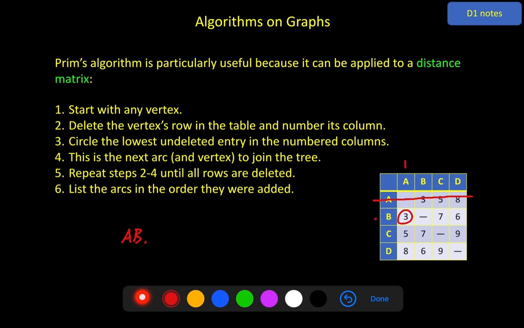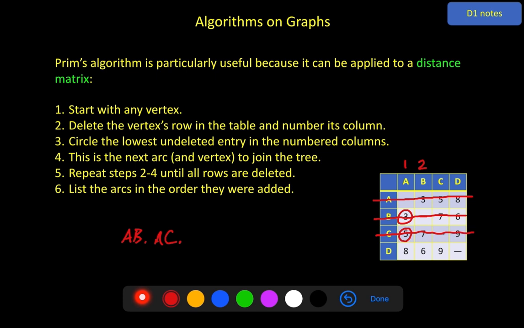Now I've got B in the tree, so we delete B's row and we number B's column. The next one in, so this is the second one, put a 2 on top of that. And again, this is what the examiner is expecting to see. Then you go down both A and B. Remember, it doesn't matter which one we extend from, so long as it's from one that is in the tree. So the smallest number in these two columns is this 5 here. So I circle that, and that's going from A to C. That's the second one that goes into my tree.